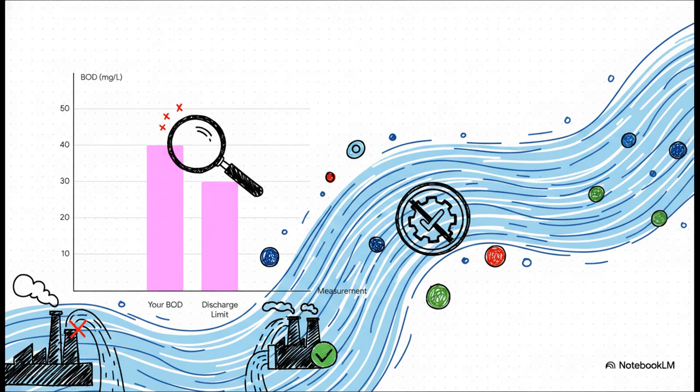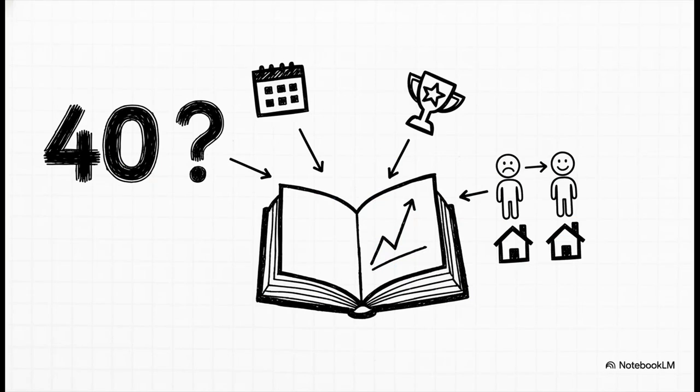And second, you have to compare your results against your regulatory standards. This is a big one. Your water might seem perfectly fine, but if your BOD result comes back at 40 and your discharge permit says the limit is 30, well, you suddenly have a compliance problem on your hands. This comparison is what tells you not just what your water quality is, but whether it's actually acceptable from a legal and environmental standpoint.